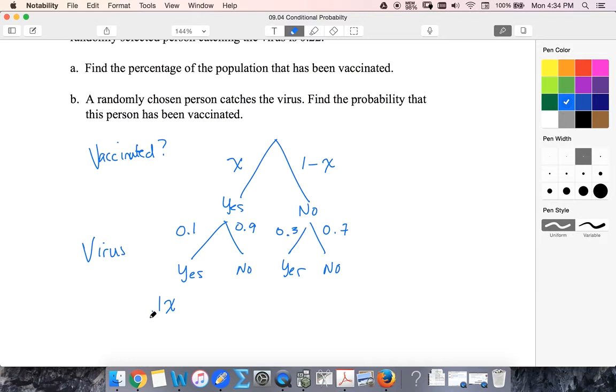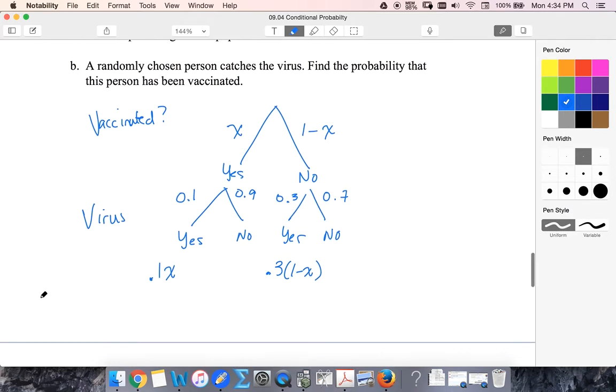Okay, sorry. So 0.1x down here for yes, 0.3 times 1 minus x, and I know these two sum up and create 0.22 because that is the probability that we have the virus. So the probability of virus is going to be 0.1x plus 0.3 times 1 minus x, and that's a total of 0.22. So now we have an equation to solve.